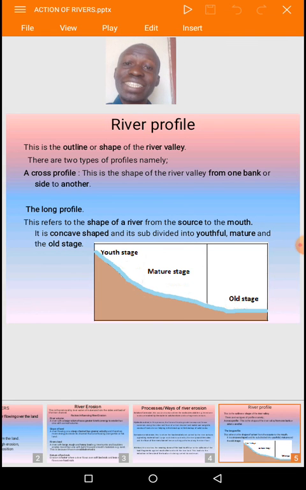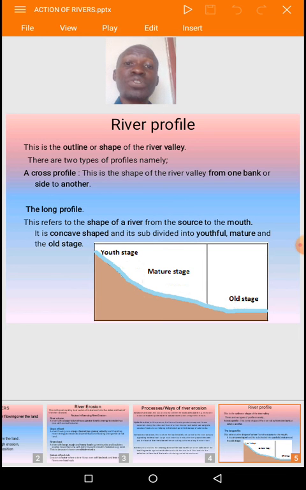The outline or shape of the river valley, from the source to the mouth, from where it starts to where it ends. This is like a journey, the lifetime of a river, where it starts and to where it ends.